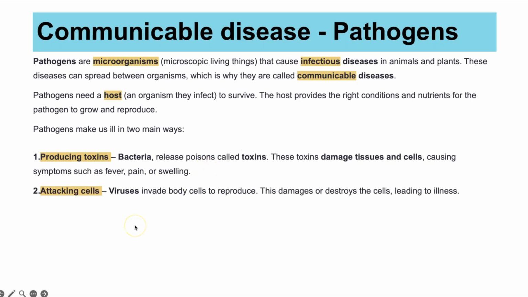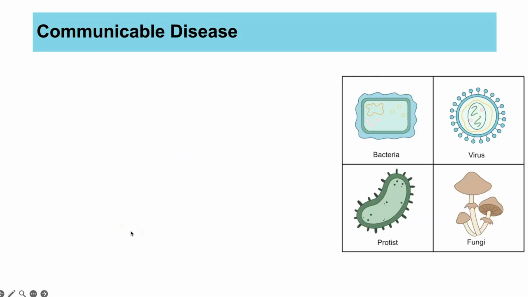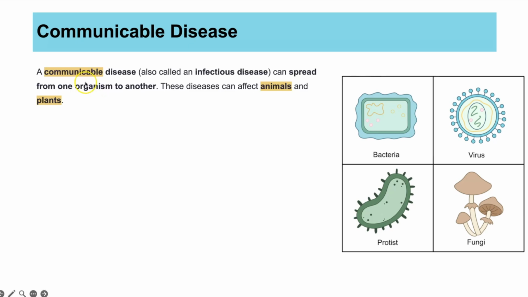The other way that they can cause harm is through attacking your cells. And viruses do this by invading your body cells to reproduce, and then as they reproduce, they damage and destroy your cells, and that can also lead to symptoms and illness. The body does have natural defences, such as your skin and your immune system, to protect against these pathogens, which is what we're going to be going through later in this topic. But first, let's have a look at the pathogens in a bit more detail.